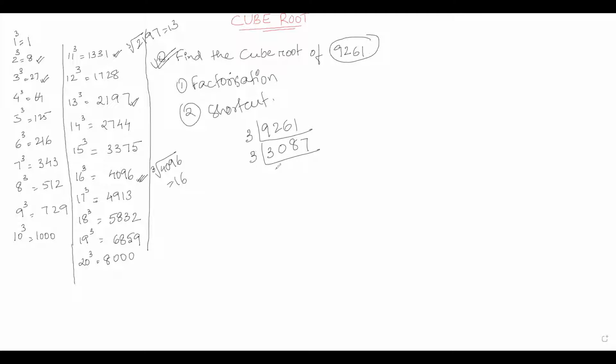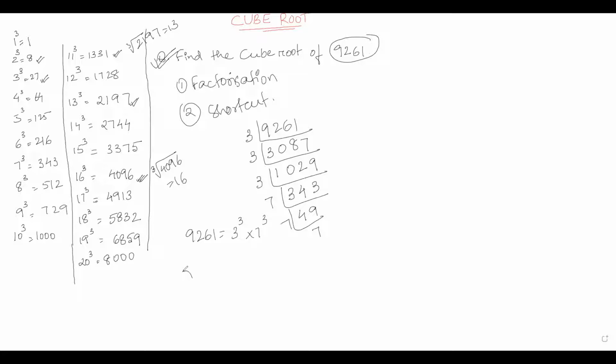So this is 3 1s are 3, 0, 3 2s are 6, and 3 9s are 27. Again, this will be divisible by 3. So 3 3s are 9, 3 4s are 12, and 3 3s are 9. So again, 343 will be divisible by 7. So this will be 7 4s are 28, and 7 9s are 63. So this is 7 times 7. So we can say that 9261 is nothing but 3 cube times 7 cube.